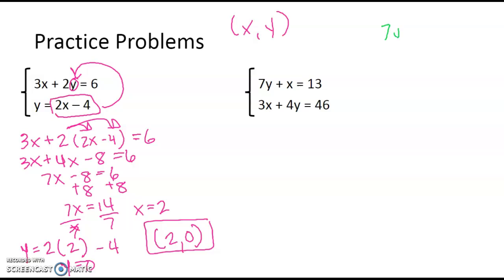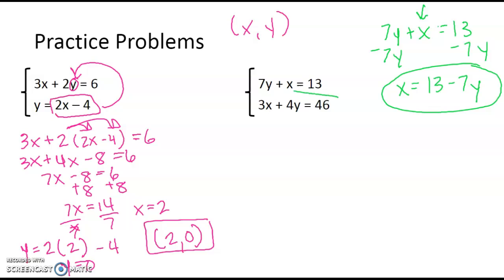So 7y plus x equals 13. If I want to get the x by itself, I just have to subtract 7y from both sides, and we get that x equals 13 minus 7y. So now I have this equation and this equation that I can use. Now keep in mind, x equals 13 minus 7y is the exact same as 7y plus x equals 13. Those two equations are equivalent. All I did was move the 7y to the other side.